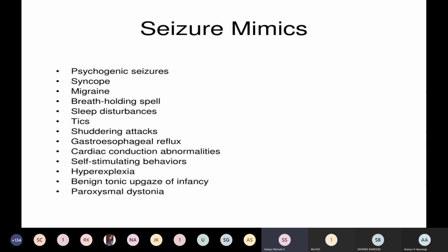Just one more word about hyperekplexia. Hyperekplexia is a condition where there will be episodes of tonic stiffening. The child will suddenly become stiff, will have apnea, and then will develop a seizure. So you should look for the typical triad of hyperekplexia. That is, the child will have generalized stiffness, there will be nocturnal myoclonus, and a pathologic startle reflex. If these three are there, with the child behaving like this, then we usually think of hyperekplexia. So this was briefly about the seizure mimics.